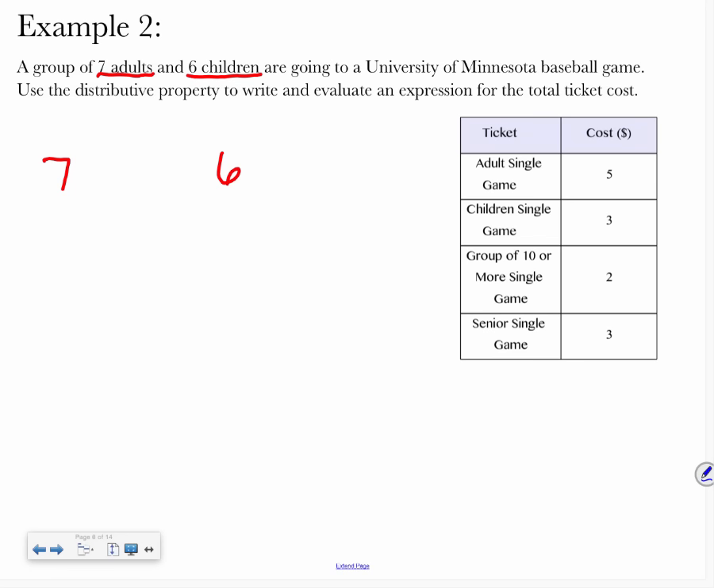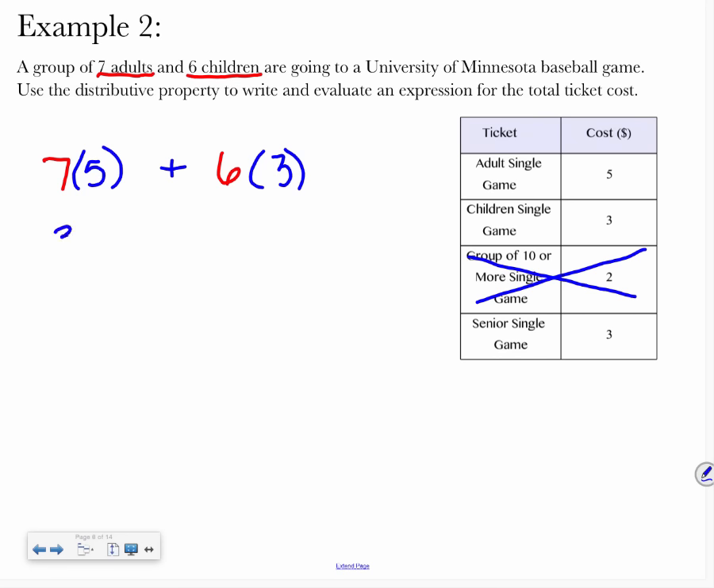So what if it says a group of 10 or more for a single game, but let's actually treat it like we don't have that as an option. We'll do that one in just a second. But if we have 7 adults going, that's going to be 7 times 5, and then for the children, we have 6 times 3. And that's going to give us two amounts, and we're going to have to add them together in order to get our total.